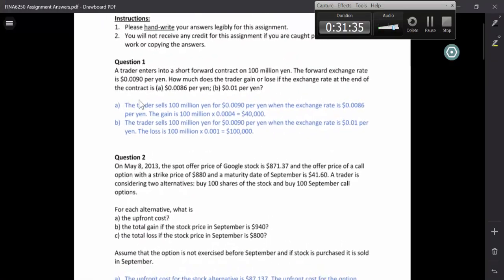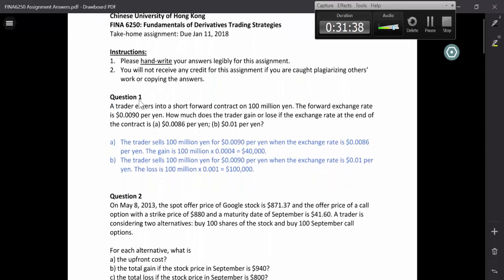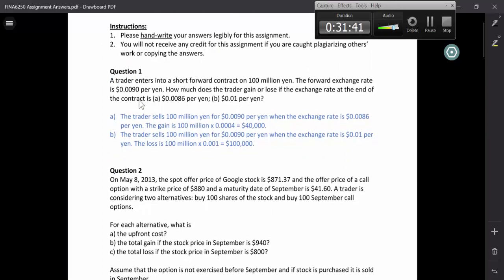Now, let me quickly go to the assignment, which is what you have in front of you, okay? And I think I don't want to waste your time going through every question. So I will make some comments selectively on some of these. Now, question 1, and some of these actually I want to give you some further input regarding market conventions. Okay, for example, so question 1 is an FX forward contract. Now, let me just read that out. A trader enters into a short forward contract on 100 million yen.